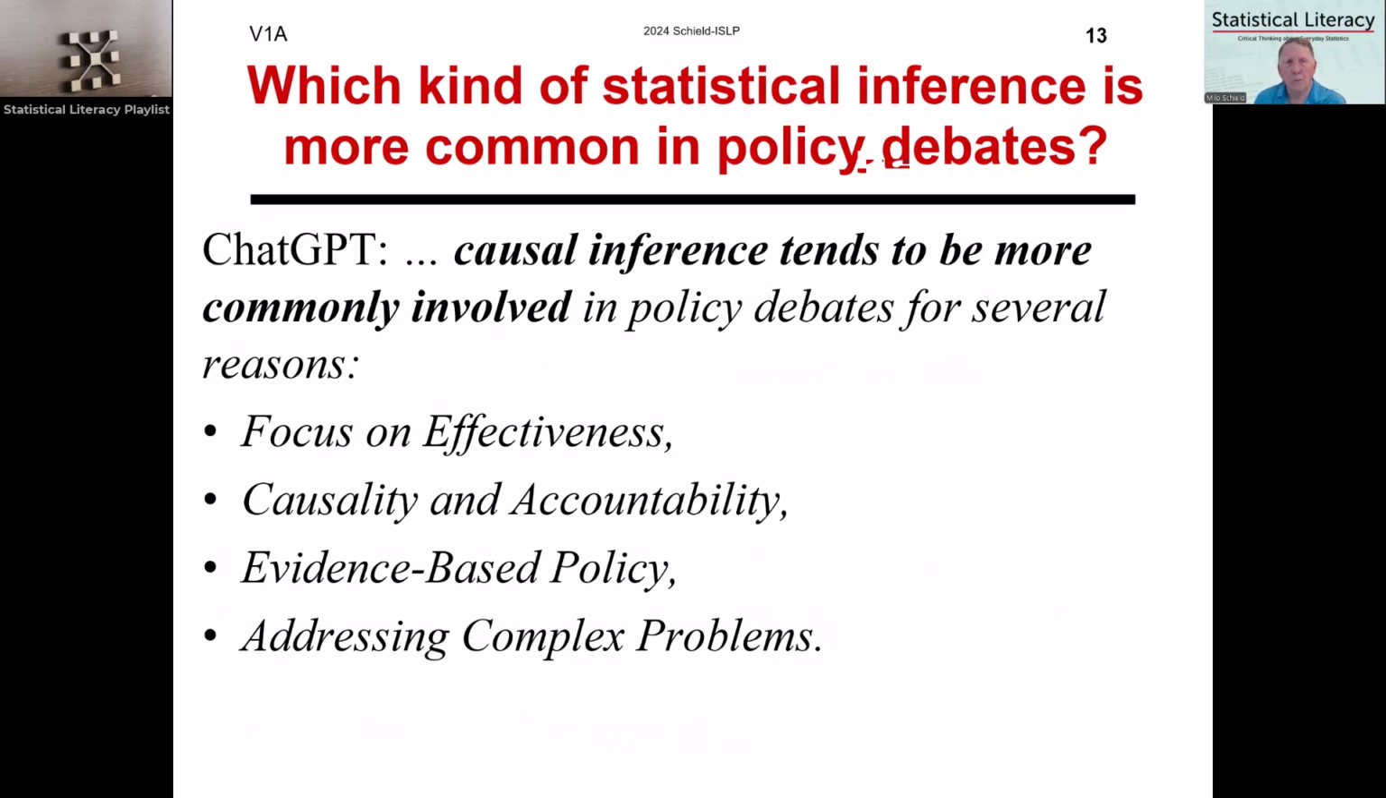Chat, what kind of statistical inference is more common in policy debates? Chat came back, causal inference, more common. And it gave some categories. If you want more information on this, just call up ChatGPT, put in this question. You should get a similar answer. You can follow the detail.